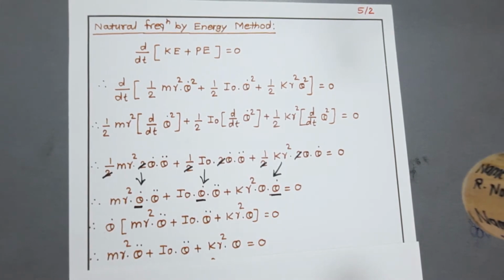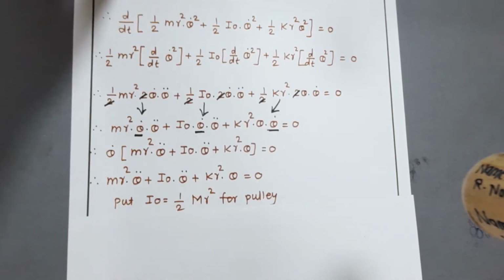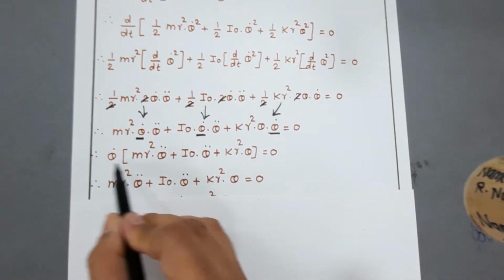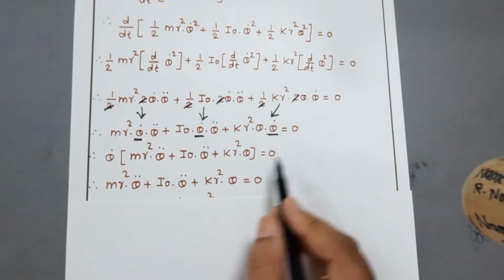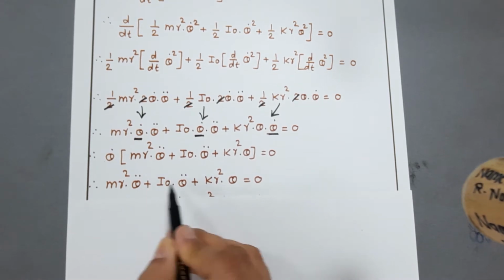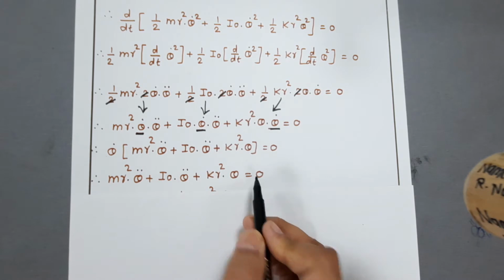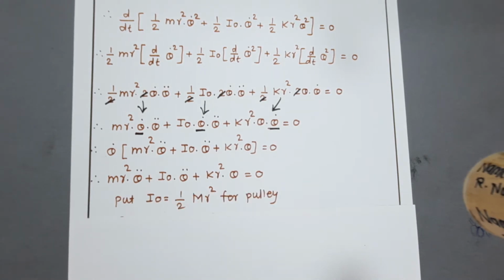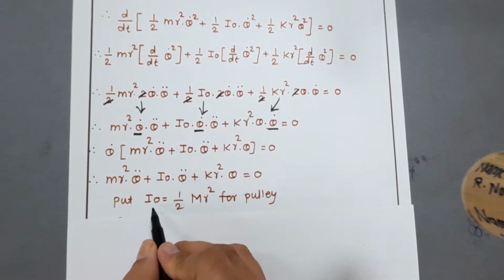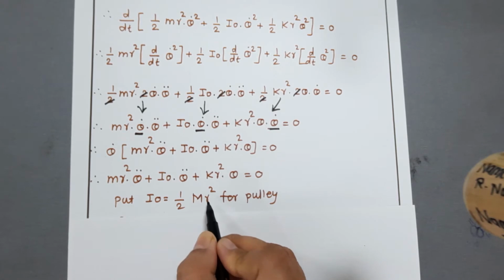Now further, theta dot is multiplied here once, so dividing by it, it goes to the other side and becomes 0. So we have in the bracket m r squared theta double dot plus I0 theta double dot plus k r squared theta is equal to 0. Now further we have to put the value of I0. I0 is the moment of inertia of the pulley, and its value is 1/2 capital M r squared. Capital M is the mass of the pulley, r is the radius of the pulley.